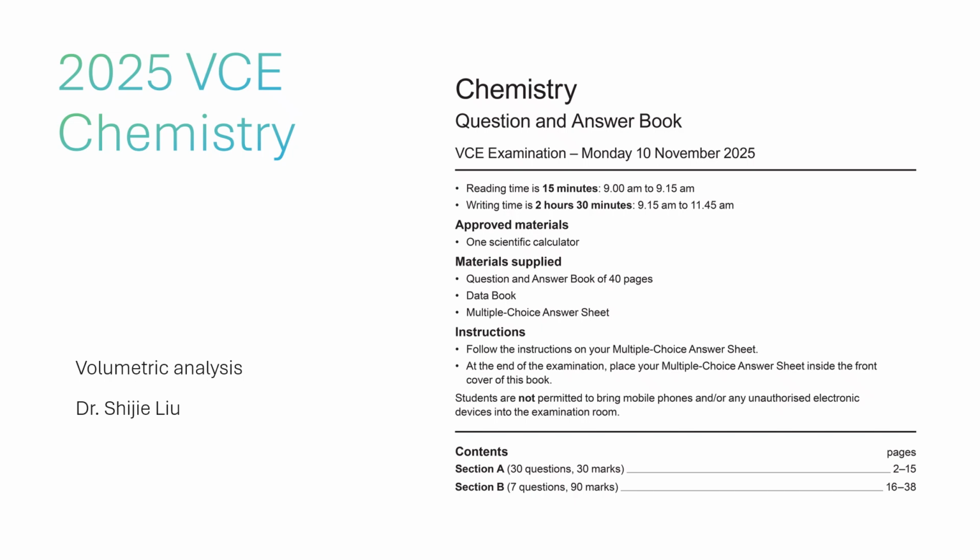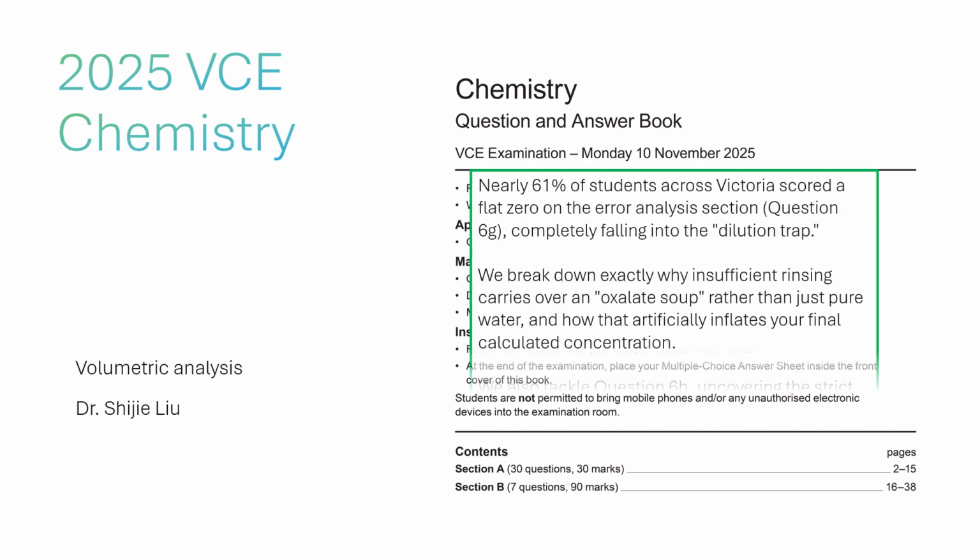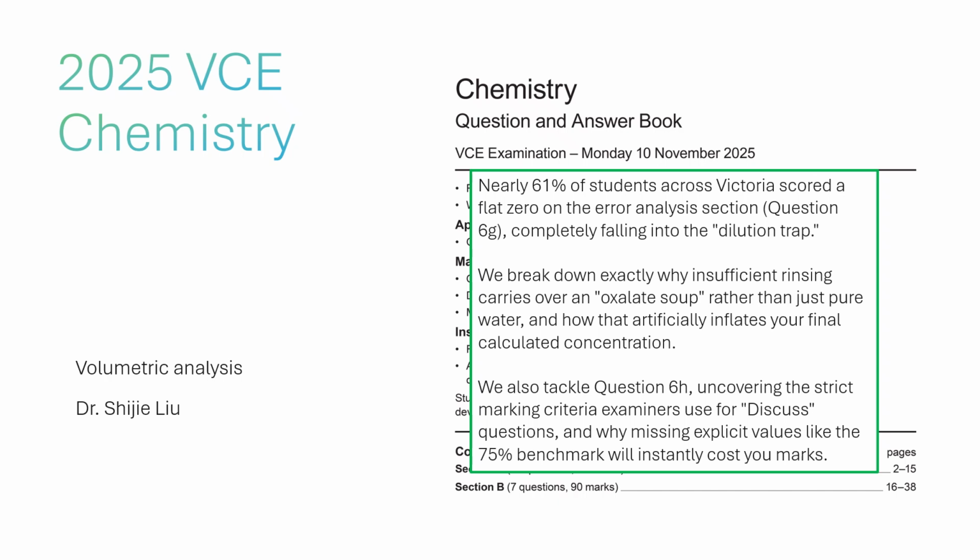Today we are looking at a notorious volumetric analysis question that completely devastated student scores across the state, with over 60% of students scoring a 0 on the error analysis portion. Most students saw the word rinsing and assumed the issue was just about adding extra pure water to the flask. But they completely forgot one critical detail: we are titrating cooked spinach.